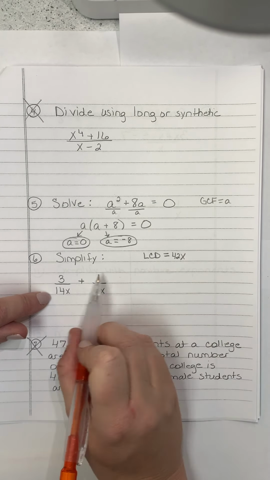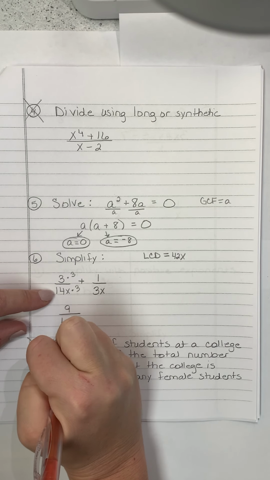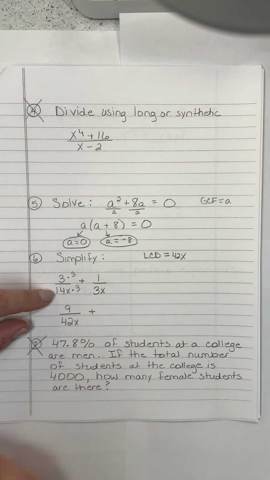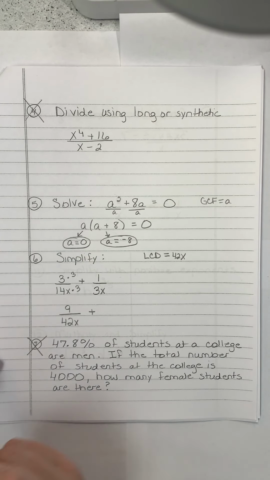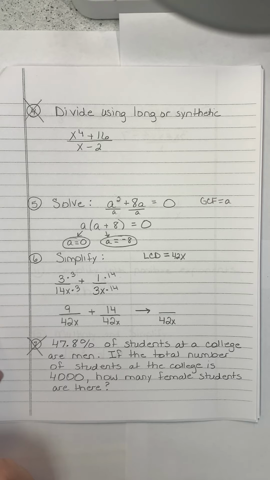Okay, I cannot multiply the tops because I don't have an equal sign. So I want 42x, I have 14x. So I'm going to multiply top and bottom by 3 because that would give me what I want. It's going to give me a numerator of 9 and a denominator of 42x. Okay, I come over to this one. If I multiply top and bottom by 14, that's going to give me a denominator of 42 and a numerator of 14. Okay, so I can combine these with a denominator of 42x.